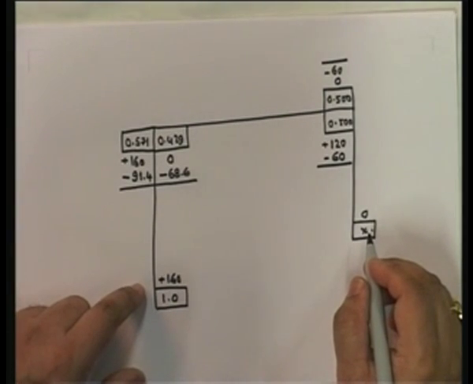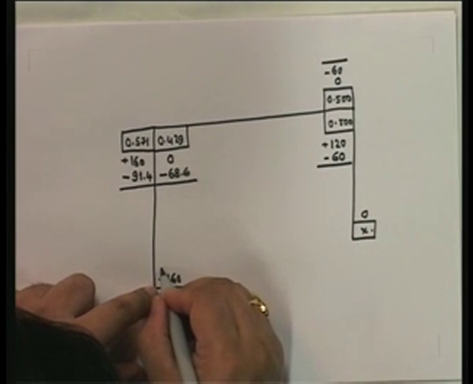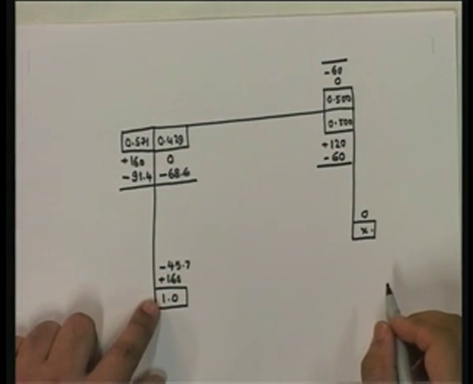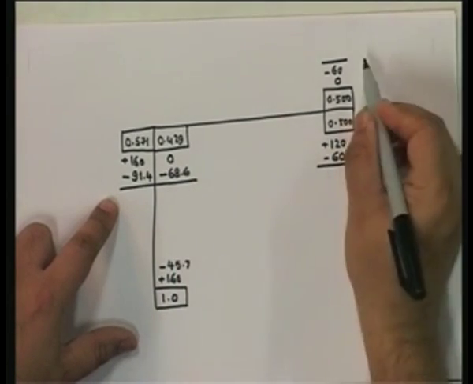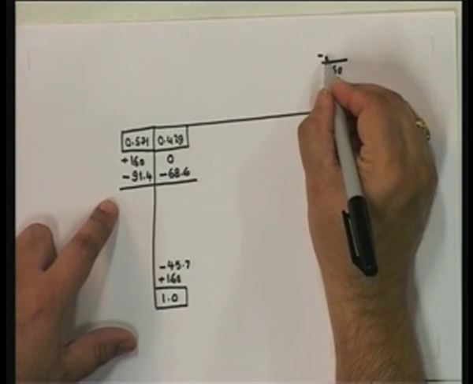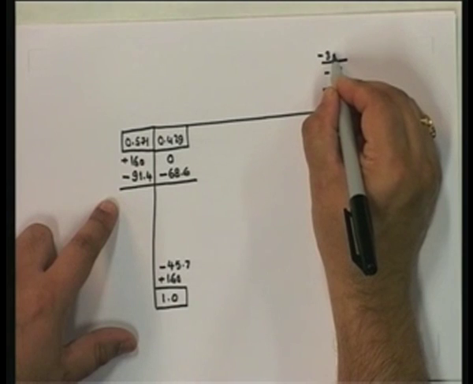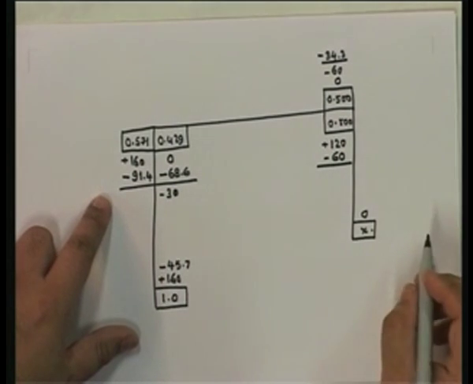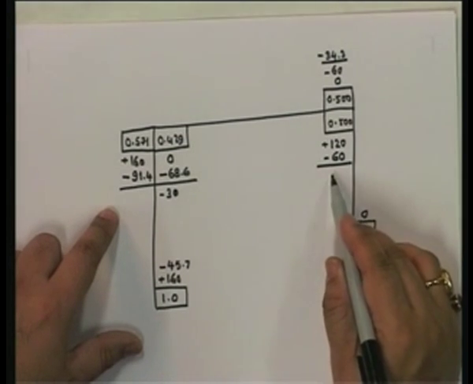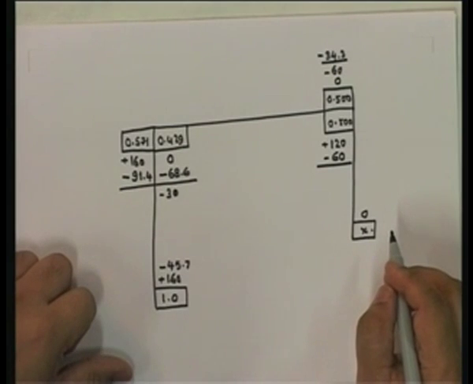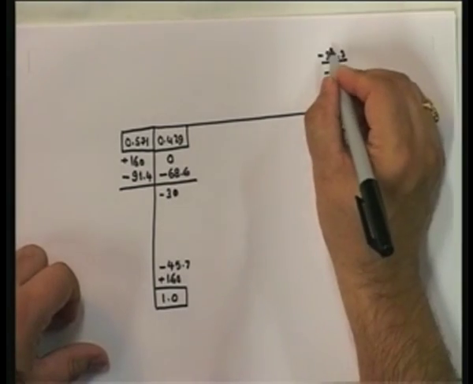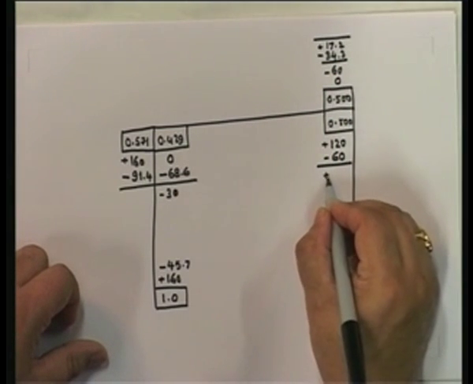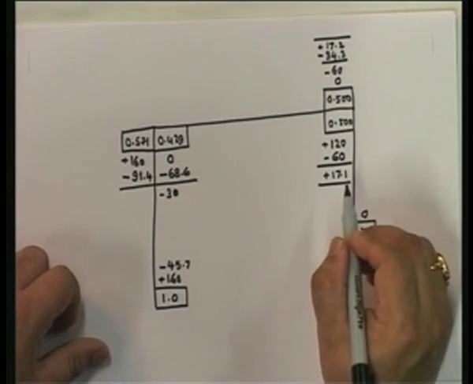Okay, now the next step is the carryover. So from here I have carryover to here, so this becomes minus 45.7. Okay, minus 45.7. I have carryover from here to here, so this is minus 34.3. Here I get minus 30, okay, and no carryover here. Okay, so the next step is distribution. This needs to be distributed, so this becomes plus 17.2, distribution done, plus 17.1, distribution done.